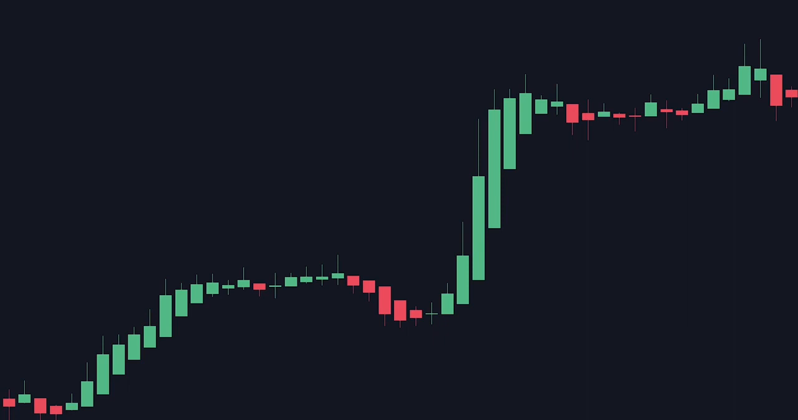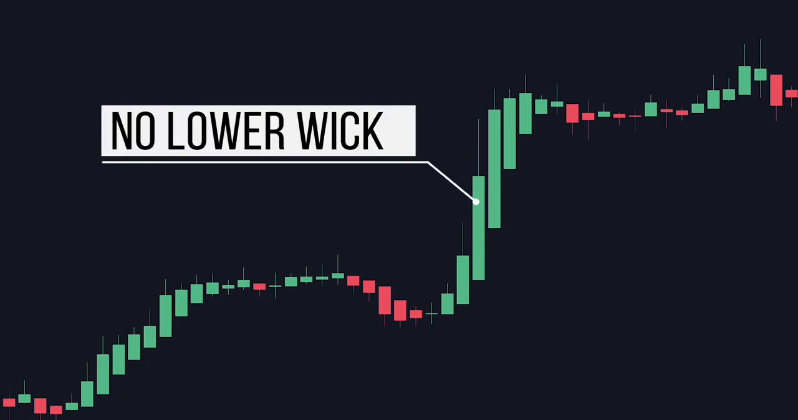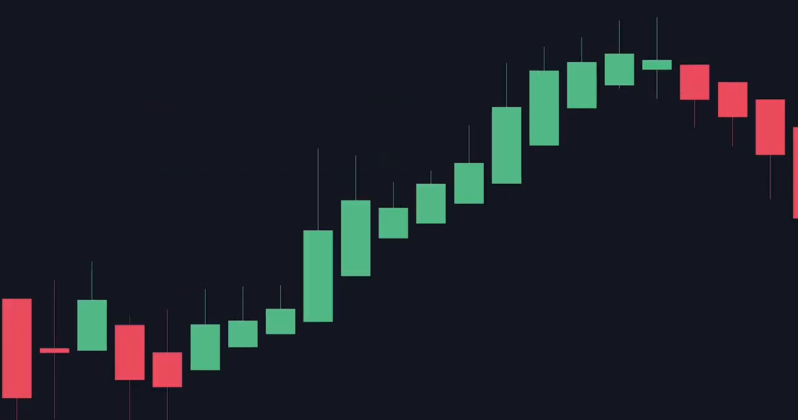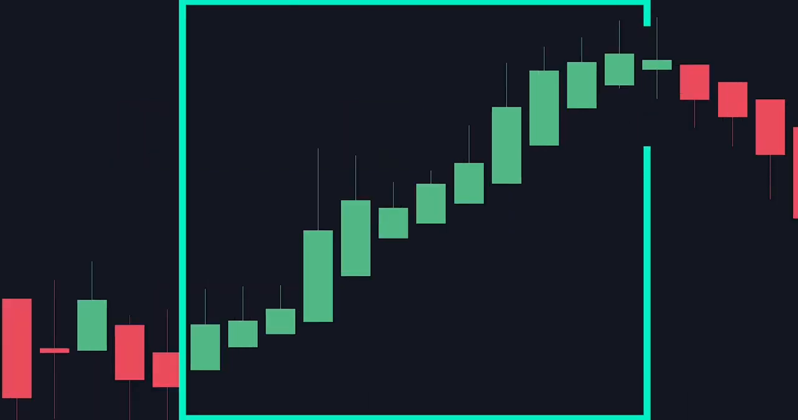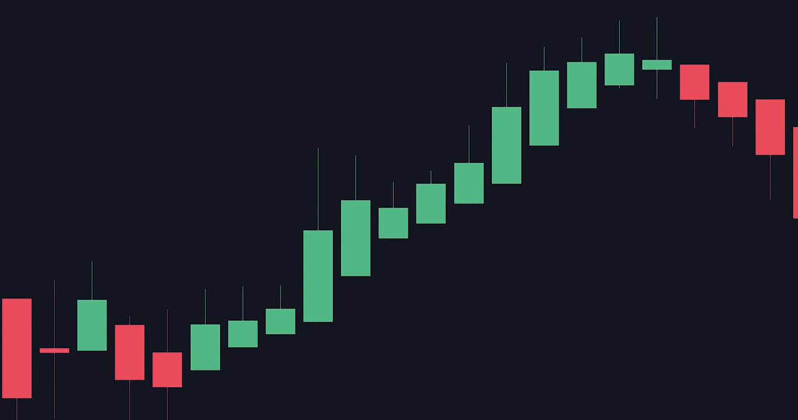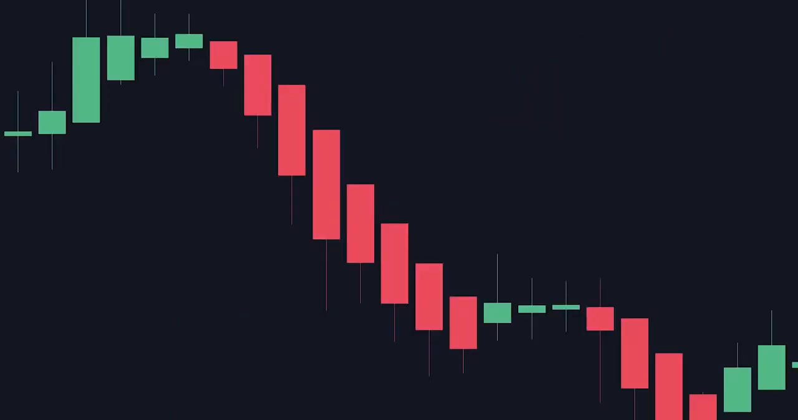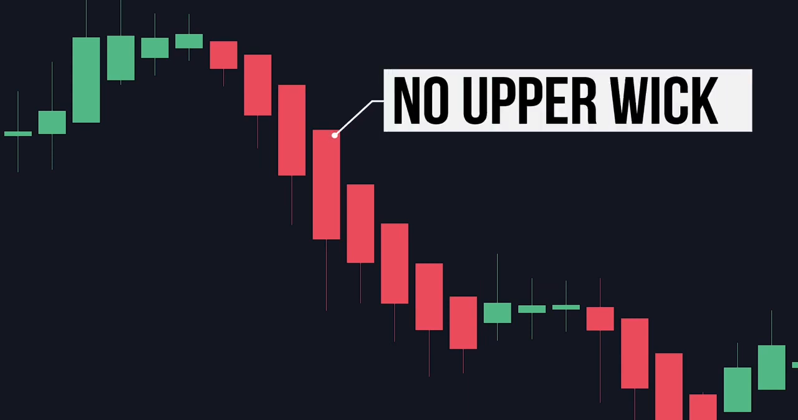Let's move on to how to identify the trend. There are 3 simple rules you must follow. To identify an uptrend, the Heikin-Ashi candlesticks must be green, they must have large bodies, and they have no lower wicks. In this example, this would be a strong long trend. All the candles are green, they have large bodies, and they don't have lower wicks. It's the complete opposite for a downtrend. All the candlesticks must be red, have large bodies, and have no upper wicks.